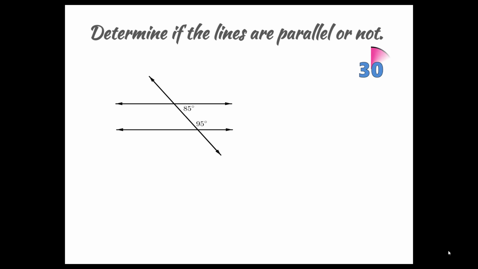We're given two angles. One is 85 degrees and one is 95 degrees. Is this enough information to determine the lines parallel or not?